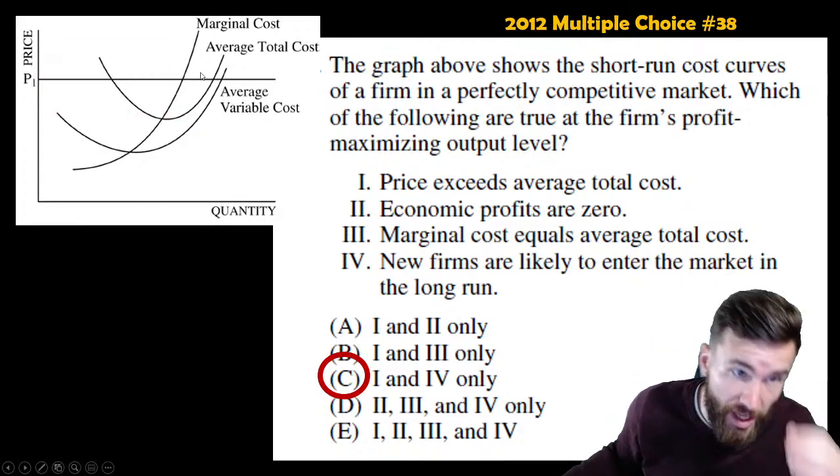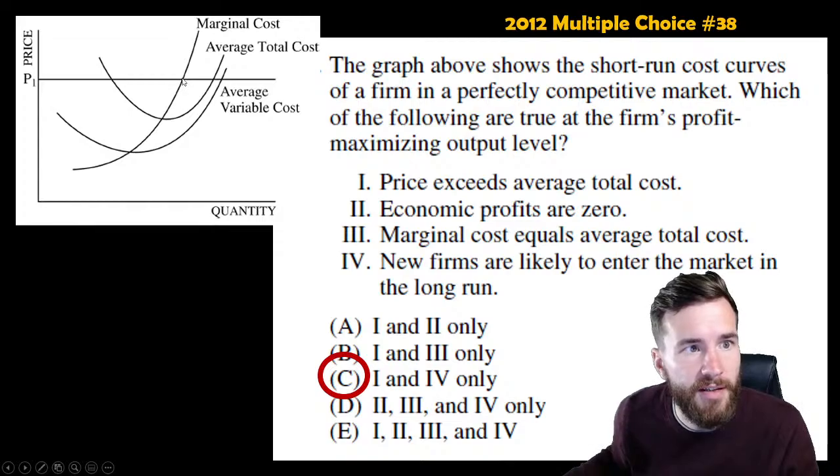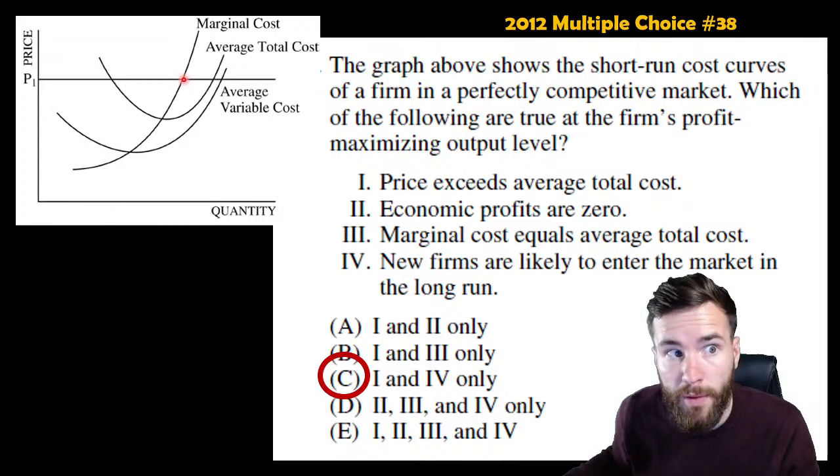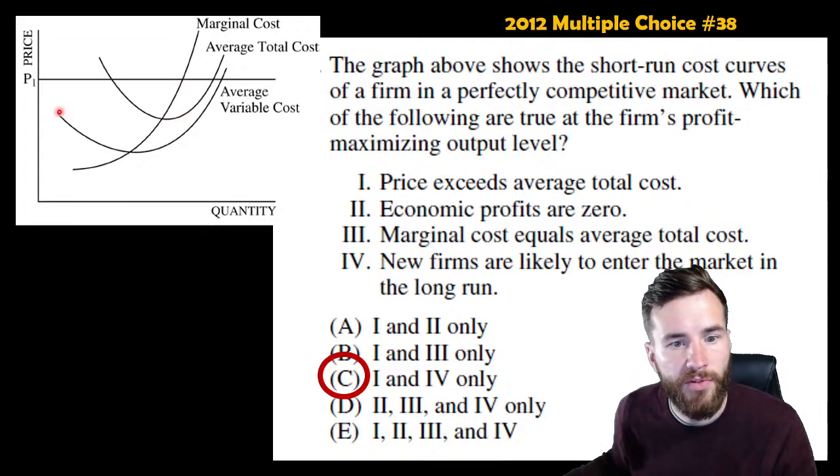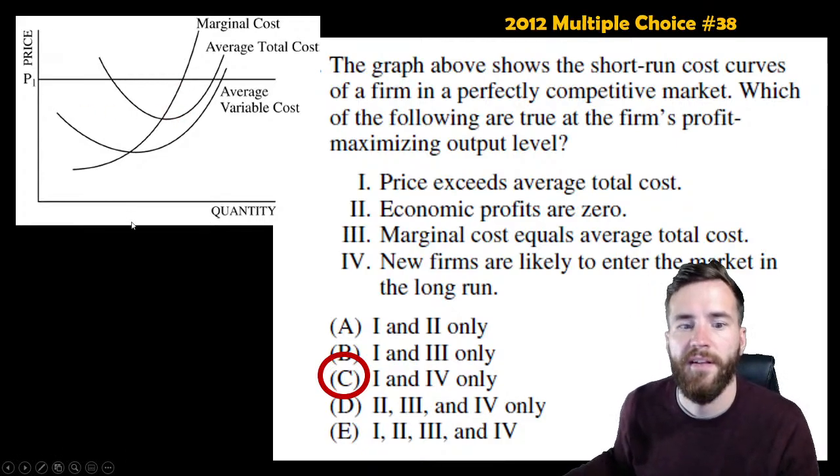Marginal cost equals average total cost. No, it does not, right? Here's our marginal cost. At this quantity, our marginal cost would be equal to P1, and it's greater than average total cost, so it can't be 3. And then 4, new firms are likely to enter the market in the long run. Yeah, right, because they're making profit, right? So that will signal more firms to enter. So the answer is C.